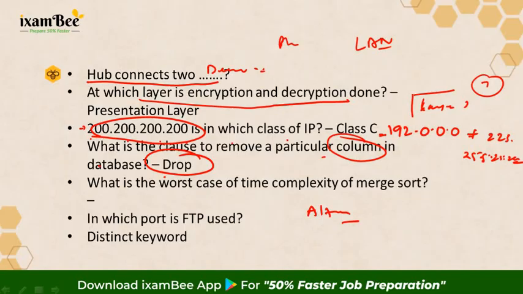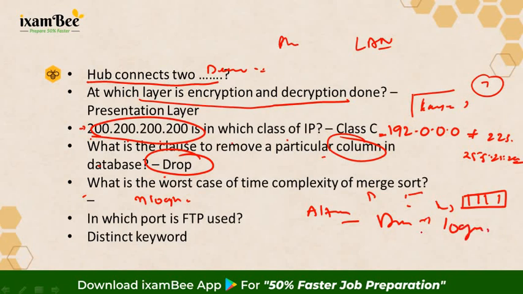So the next question is: what is the worst case time complexity of merge sort? So the correct answer is n log n. Merge sort is a divide and conquer algorithm, and it divides an array into 2 halves recursively until each subarray contains a single element. Then again it merges those subarrays back into a single array, but in a sorted manner. So the time complexity for dividing the array will be log n, and merging those arrays into a single array will take a time of n. So the worst case time complexity will be n log n.